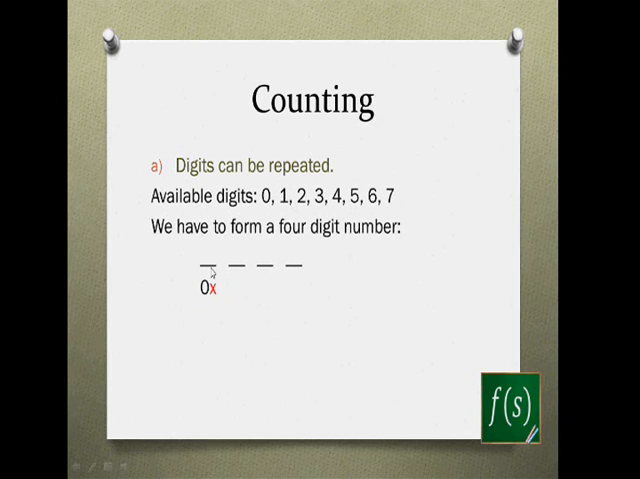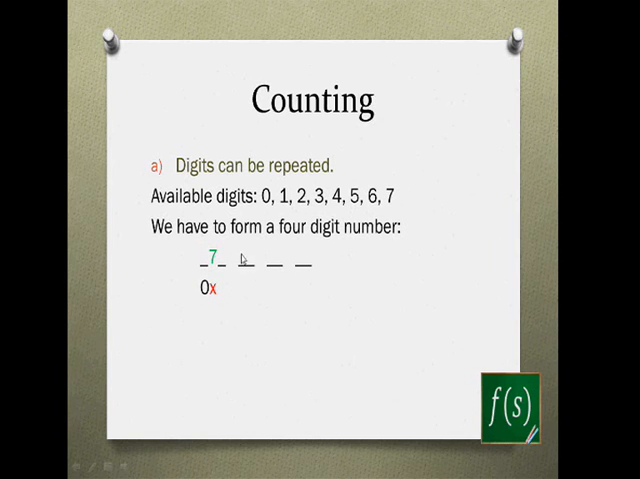Why can't you use 0 here? Because if you use 0, then this will no longer be a 4-digit number. This will become a 3-digit number, right? So this place has a constraint. So 0 cannot be used. What all numbers can be used here? You can use all the 7 digits from 1 to 7 at this place.